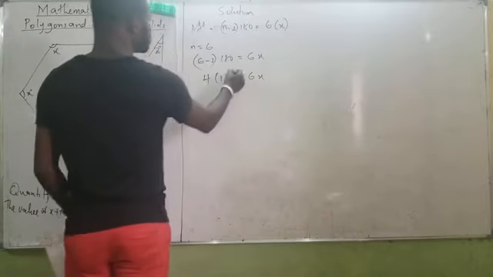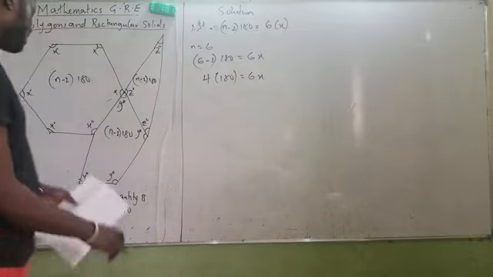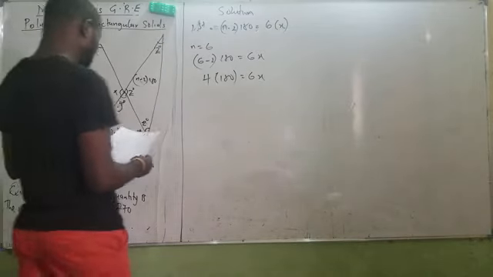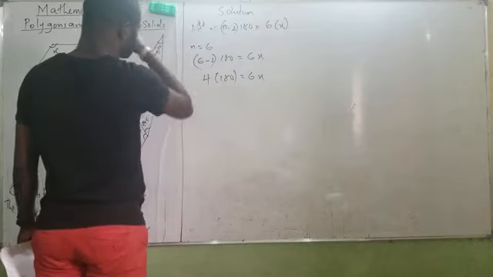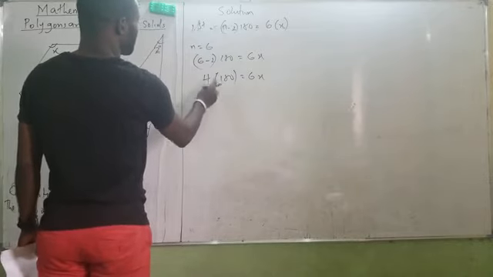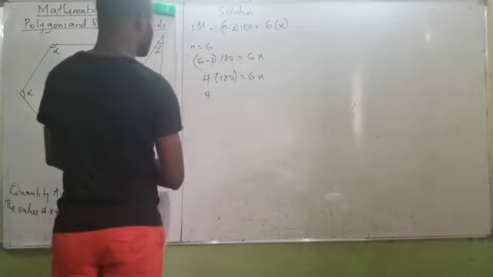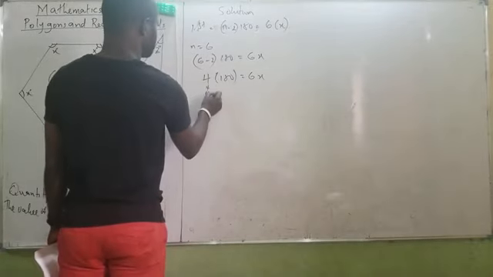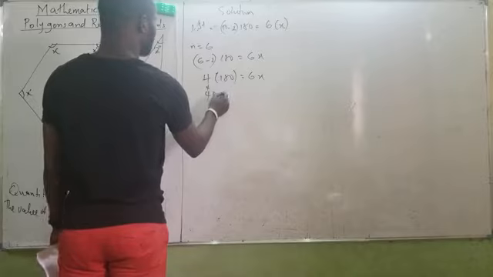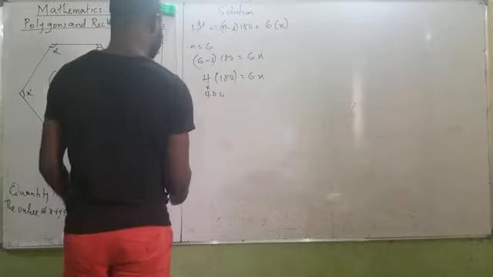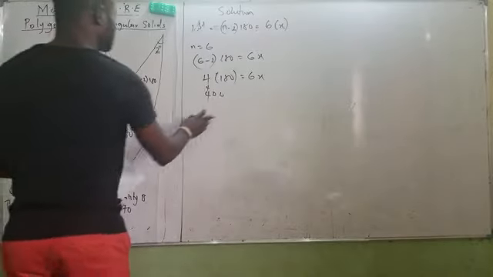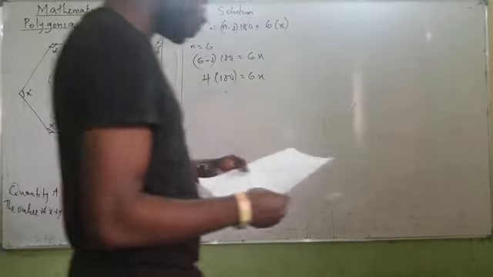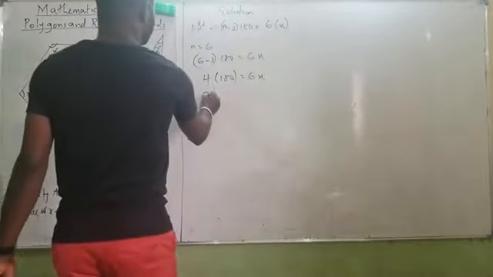Now, what can I do here? I have 4 times 180, which is 4 times 8, that will be 32, and 4 times 18 gives 720. If I get it right, it should be 720. I have my 720.